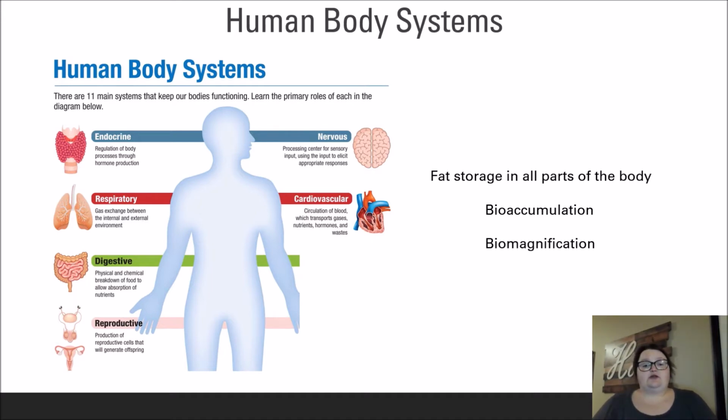We should also mention that the fat stores of the body, be they under the skin or around the organs, are incredibly important to understanding many toxins. This is because they may be fat-soluble, meaning that they can be absorbed by and stored in fat cells. This causes bioaccumulation, particularly if the compound is not metabolized and excreted from the body.